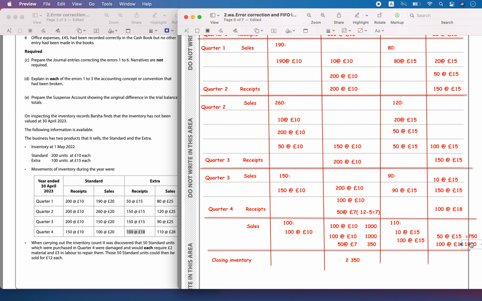Now let's add these two values, 1800 plus 750. If you put it in the calculator, you'll get a value of around 2550. When you add up these two values, that will be the closing value of inventory for the product extra. So let's write the closing value of the inventory.